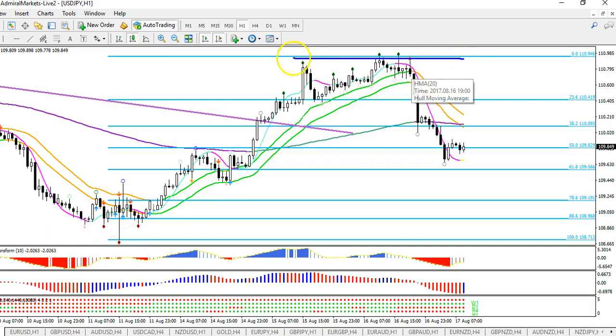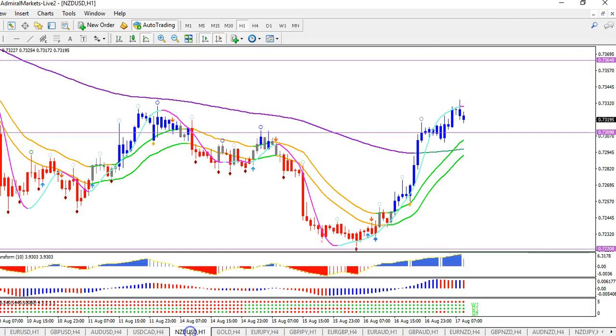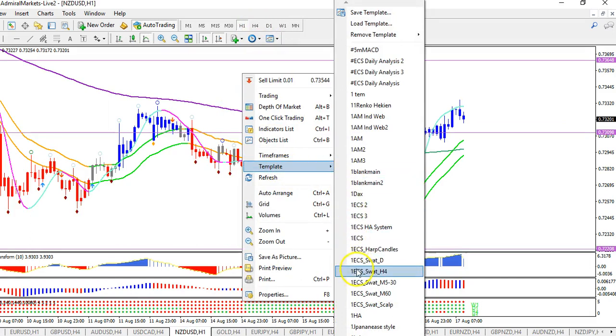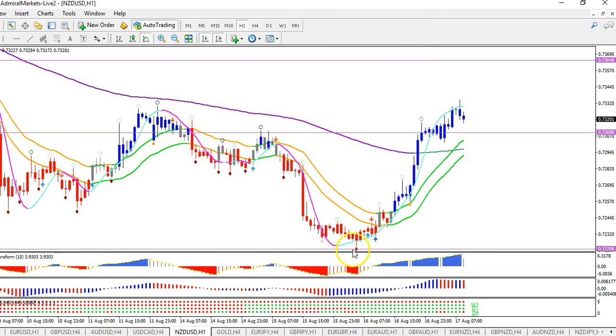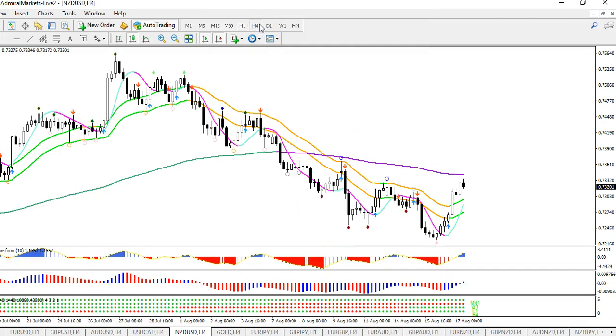The breakout would be above here. In that case, we should expect a breakout to the upside. Let's move over to take a look at the Kiwi quickly, and we can take a look at basically the upside here as well, just like on the Aussie.